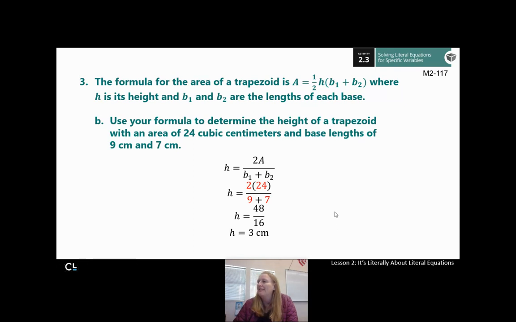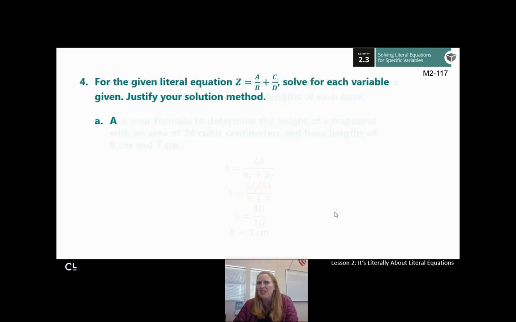Alrighty then. This isn't too bad, right? I mean, we get a variable alone and then we plug our stuff in. We can manage this. Let's take it next level though. Here is a literal equation. Z equals A over B plus C over D. It's okay if you aren't familiar with this equation. I didn't expect you to be. But I would like you to solve for each variable given.